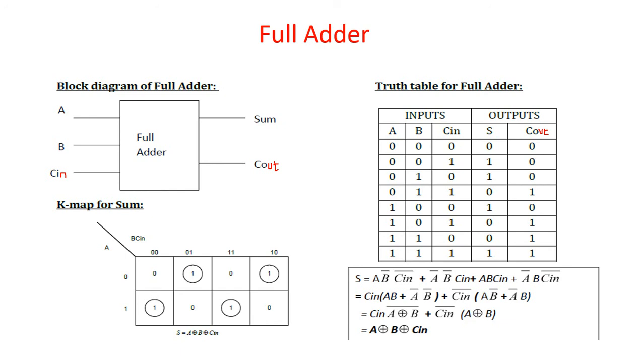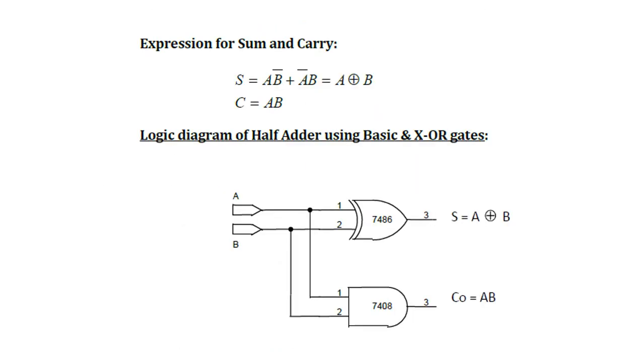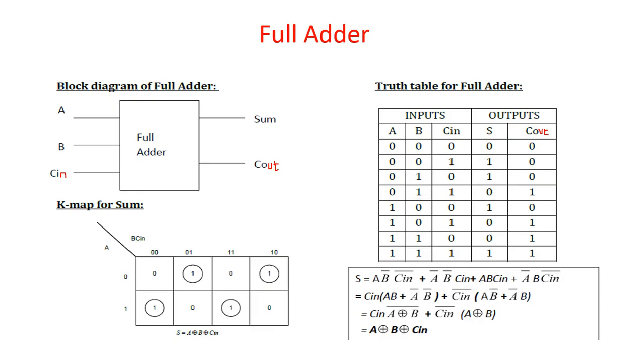So this equation is C in into A XNOR B, the complement of XOR, plus C in bar into A XOR B. This expression finally I can write as A XOR B XOR C in. So the sum expression is S equals A XOR B XOR C in.